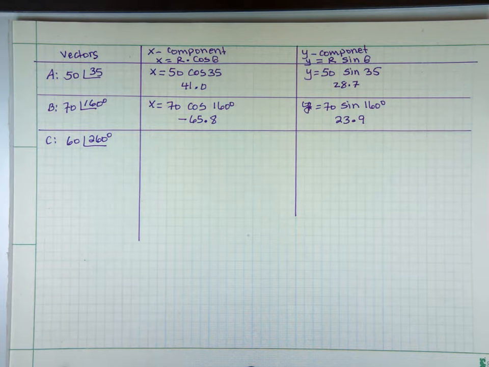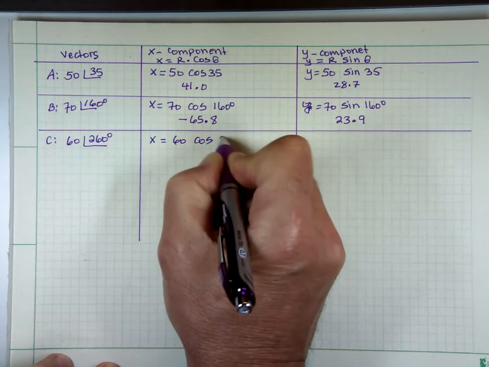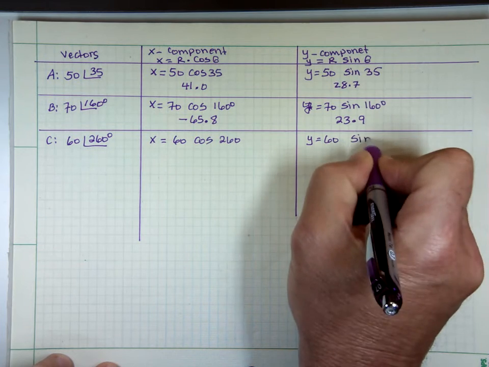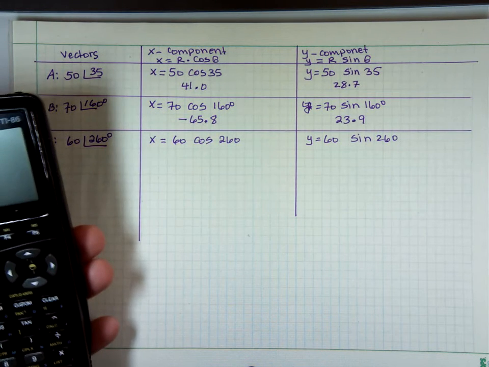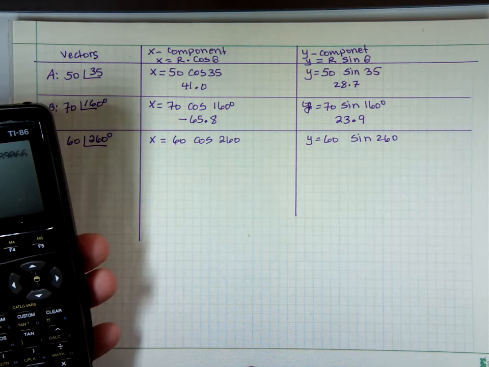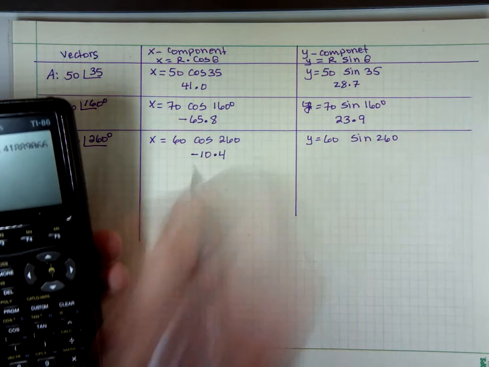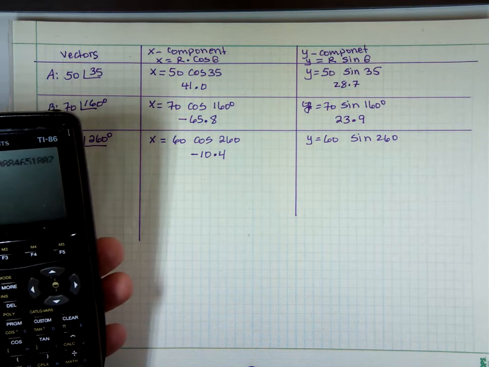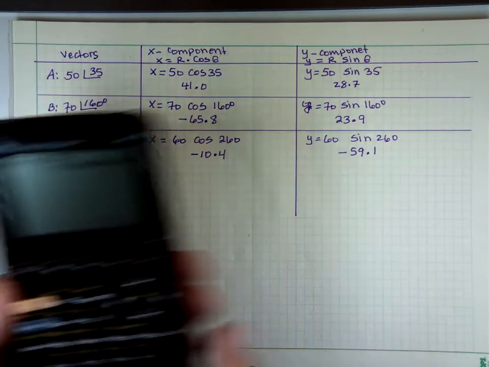So let's find the x value and the y value. X is going to be 60 cosine 260. The y value 60 sine 260. 60 cosine 260, negative 10.4. The y value 60 sine 260 is a negative 59.1. My calculator is missing a strip right across there on one of the numbers.